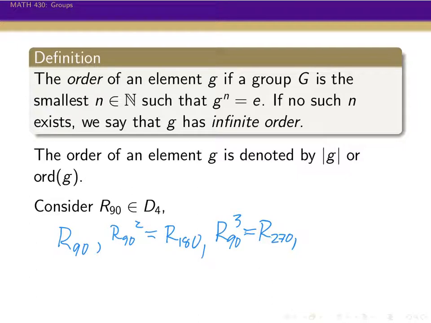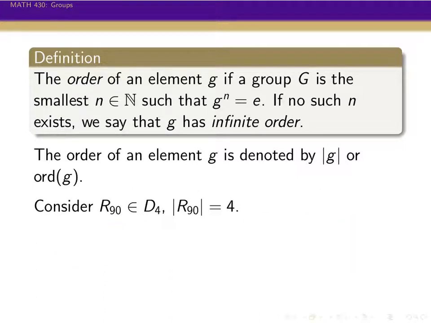And then if we do R90 4 times, well, 3 times is 270, and then we do it one more time, well, that would be a full 360 degrees around, which leaves us back where we started. So we're at our identity for the group, R0. And so how many times did we have to apply R90 to itself to get back to the identity? Well, it's 1, 2, 3, 4. So we would say the order of R90 equals 4.